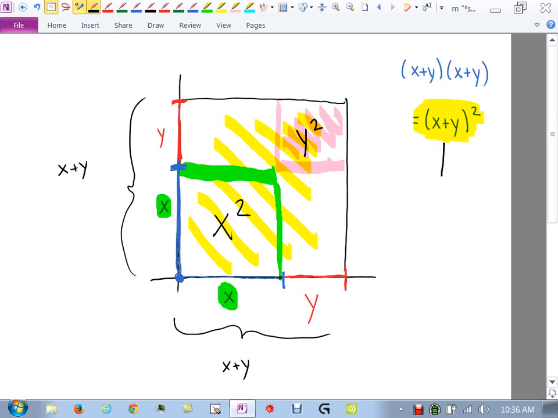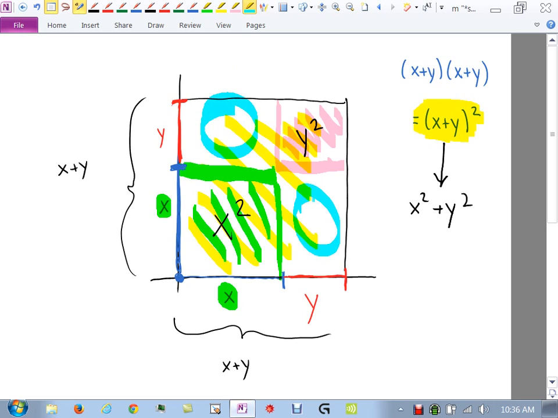So if you think that this on the right side is just x squared plus y squared, you're saying the area of the yellow is just that green box and then that pink box up in the corner. What are you missing? All the rest of this. What about this and this? Didn't even account for it. So they're not equal.